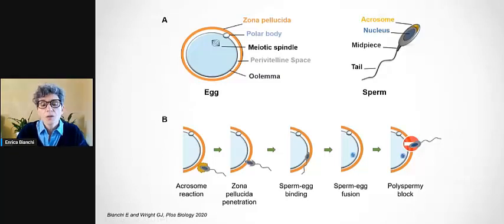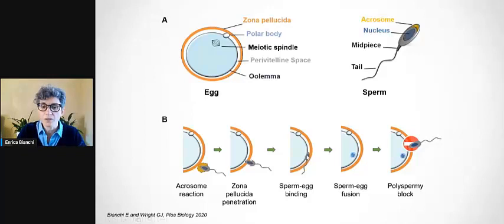Despite the fact that this is an essential reaction, we still don't know whether the acrosome reaction occurs when the sperm directly contacts the zona pellucida or before that, and also we don't know exactly how the acrosome reaction is triggered. After that, only once the acrosome reaction has taken place, the sperm can pass through the zona pellucida, and once inside the perivitelline space, the sperm binds to the egg membrane.